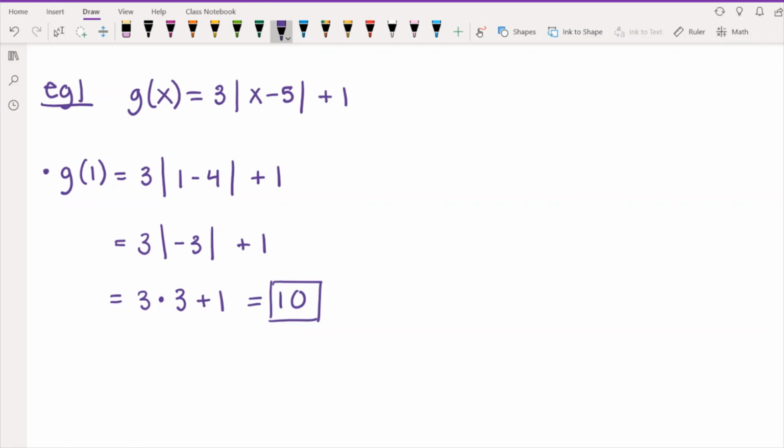I'll give you a little bit more practice working with absolute value and reminding yourself about how order of operations works on today's worksheet.